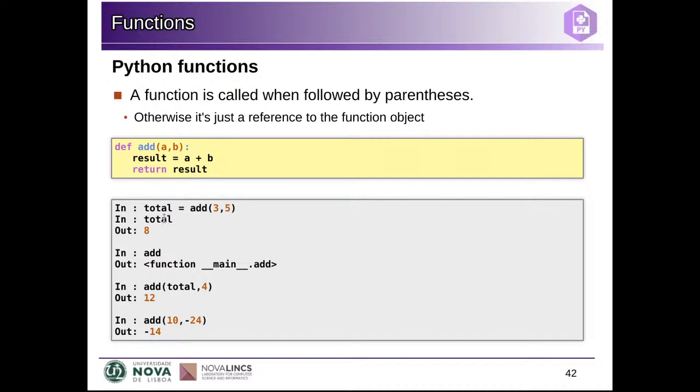The function can be executed by adding those parentheses and the arguments. If you just use the name of the function, then Python will tell you this is just a function. You have this function defined here, and so with just the name, it's not executed.